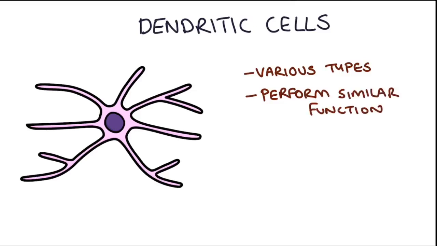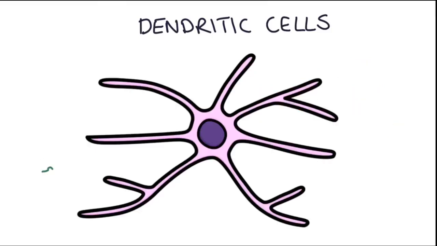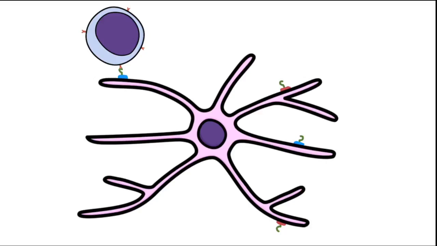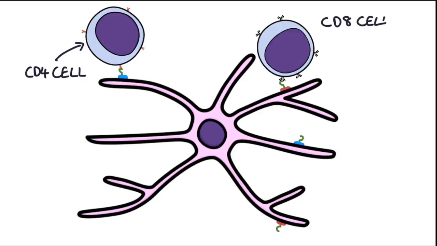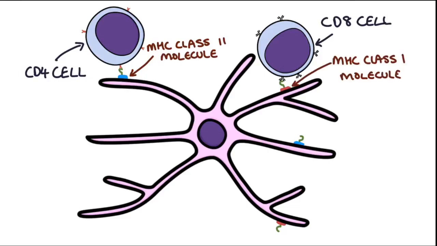Specialist dendritic cells that are found in the skin are called Langerhans cells. So dendritic cells are responsible for taking up antigens in the infected tissue, processing them, and then presenting the antigens on their cell membrane for other cells of the specific immune system to recognize and respond to. They have both MHC class I and class II molecules on their cell membranes, so they're able to present antigens to both CD4 and CD8 T cells.